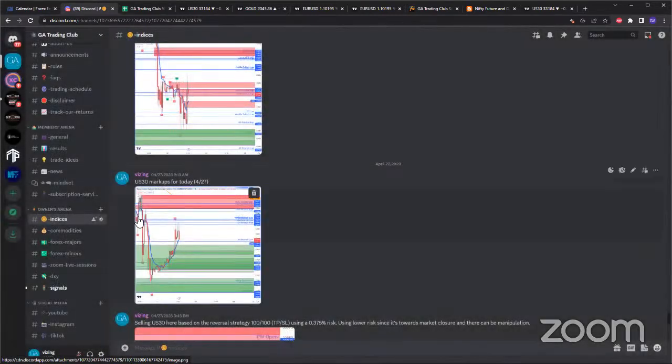So price came down here, bounced off of a demand zone and went all the way up. And this is probably what started the move up for US 30. So this is not what you'll be getting. You'll be getting like my actual chart.